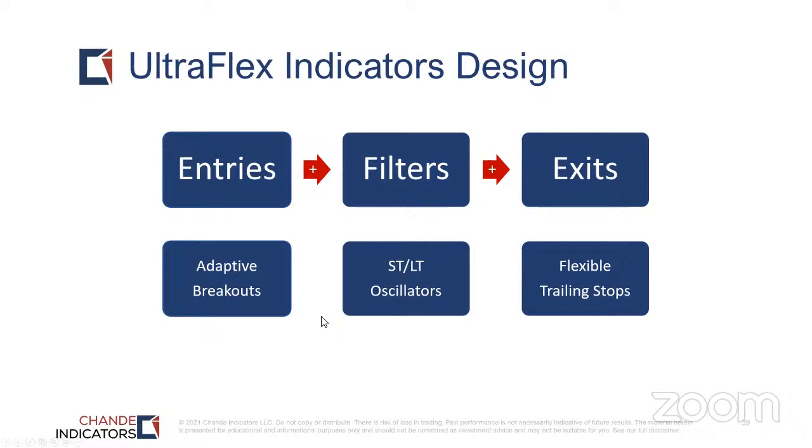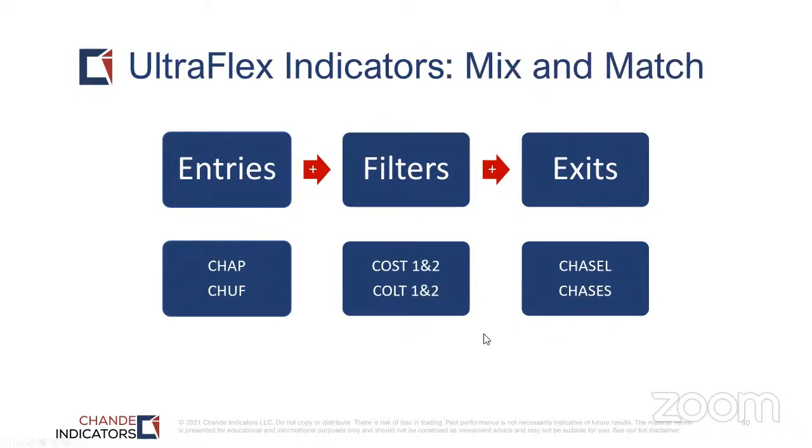Okay, a top level look at what we're trying to do. We have entries, we have filters, we have exits. Then there's a money management layer on top of all this that we've not explicitly talked about. Clearly, we're talking about adaptive breakouts. We have two different types of oscillators, short-term and long-term, because again, this gives you more opportunities to confirm the trade. And then I've showed you many examples of flexible trailing stops.